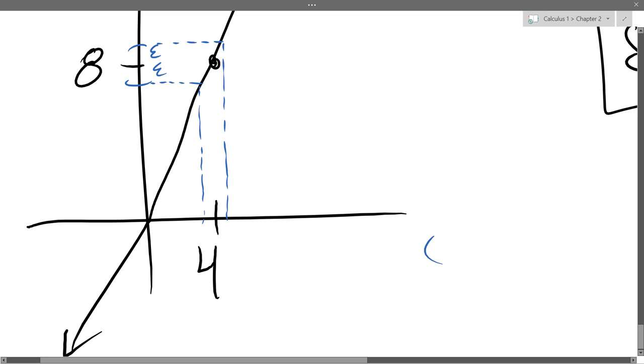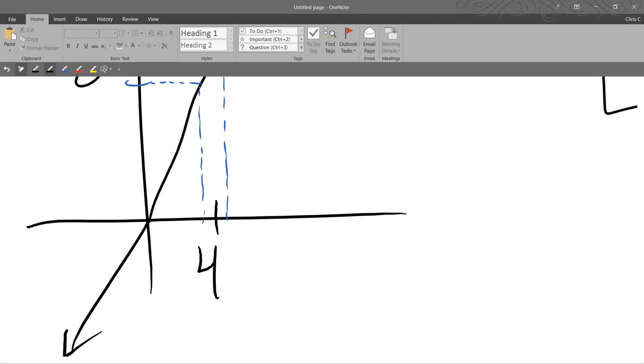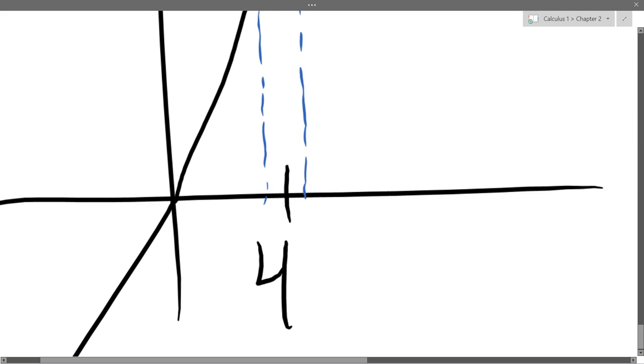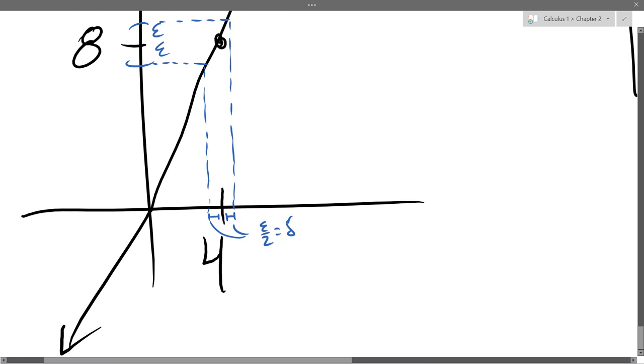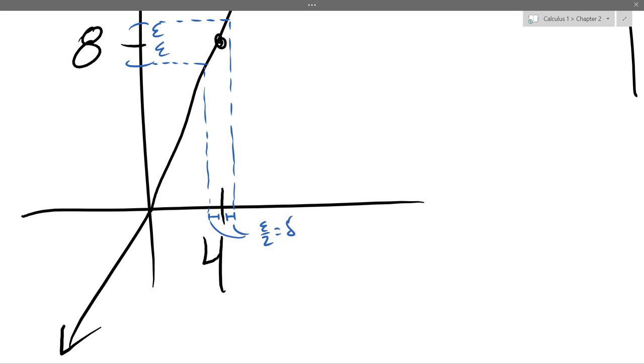All right, so our specific delta is epsilon over 2. If I label these, our delta was epsilon over 2, and it was the same on both sides right there. So hopefully that'll give you some intuition: you pick any epsilon, and then you look at what deltas that would correspond to.